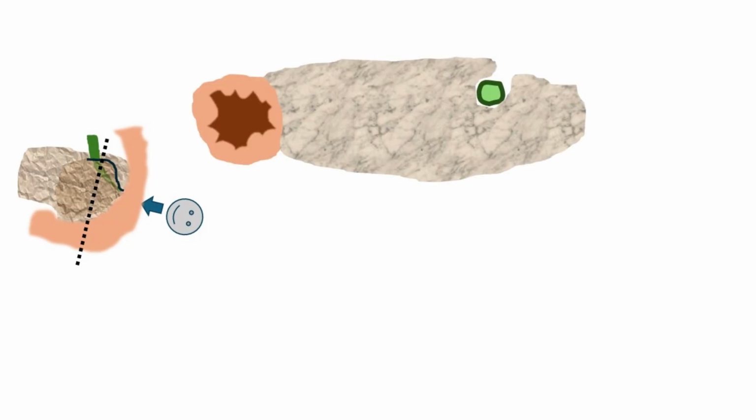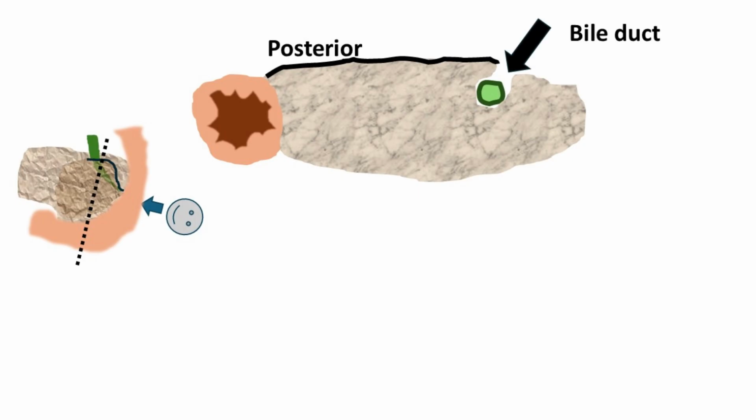This figure shows the posterior aspect of the pancreatic head. When we cut the pancreas head along this line, and we view the cut surface from this way, we will find the cut surface like this. This side represents the posterior surface of the pancreatic head. Here is the bile duct.